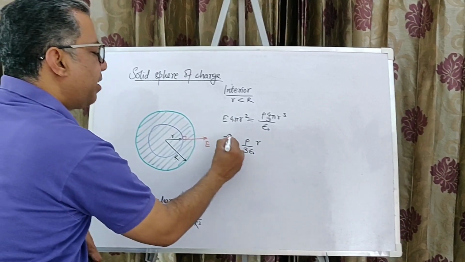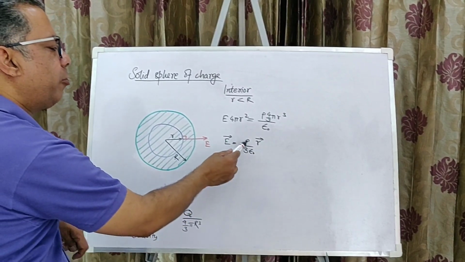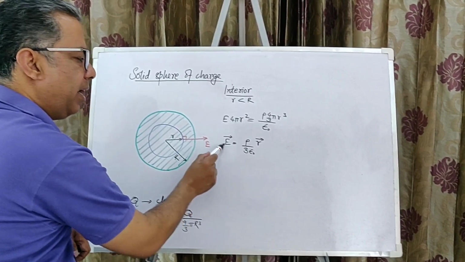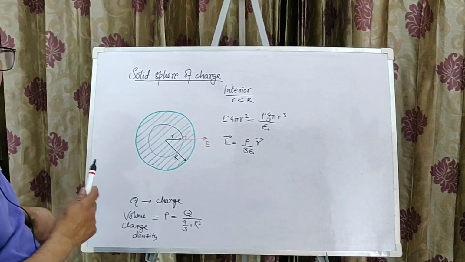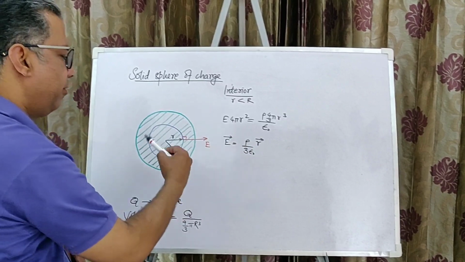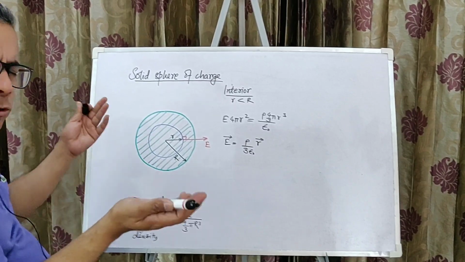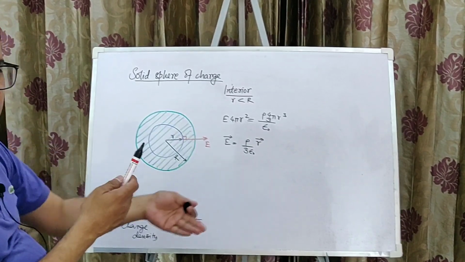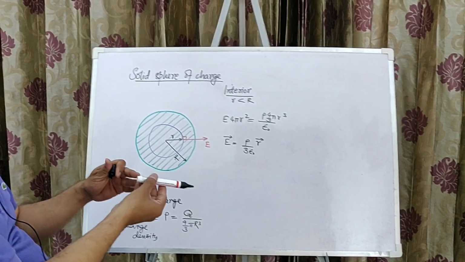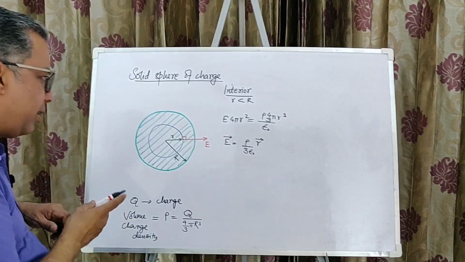And since the electric field and r are both radial, we can use vector signs here. Now if rho is positive, electric field is in the same direction as r, and if rho is negative, electric field is directed opposite to r. So for positive charge, field is radially outward. For negative charge, field is radially inward. So as usual, we are discussing electric field directions assuming positive charges. In case the charge is negative, the field simply reverses in direction. So this is the field inside a solid sphere.